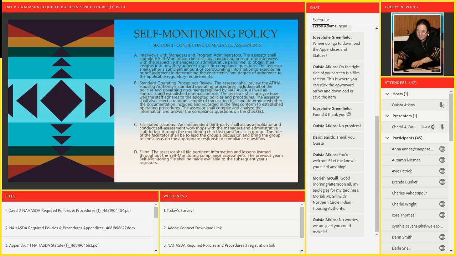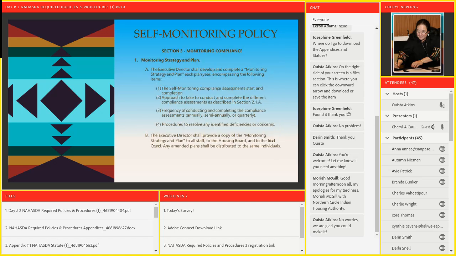Facilitated sessions. An independent third party shall act as a facilitator and conduct self-assessment workshops with the managers and administrative staff to talk through the monitoring checklist questions as a group. The role of the facilitator shall be to lead the group's discussion and bring the group to consensus on the appropriate response to compliance questions. Filing. The assessor shall file pertinent information and lessons learned throughout the self-monitoring compliance assessments. The previous year's self-monitoring file shall be made available to the subsequent year's assessors.